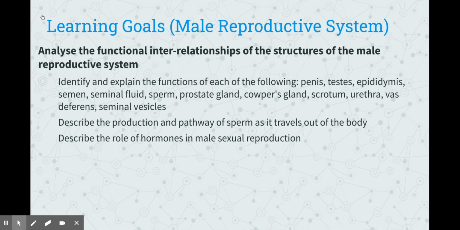The learning goals for the male reproductive system are to be able to identify and explain the functions of the male reproductive structures: penis, testes, epididymis, semen, seminal fluid, sperm, prostate gland, Cowper's gland, the scrotum, urethra, vas deferens, and seminal vesicles. With those structures, you should be able to describe the production and pathway of sperm as it is made and travels out of the body, and the role of hormones in male sexual reproduction.